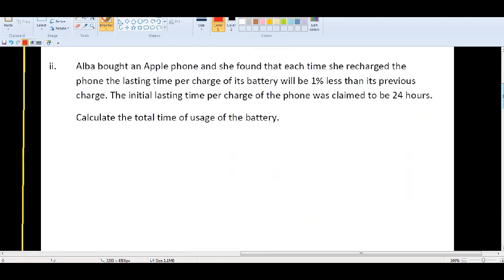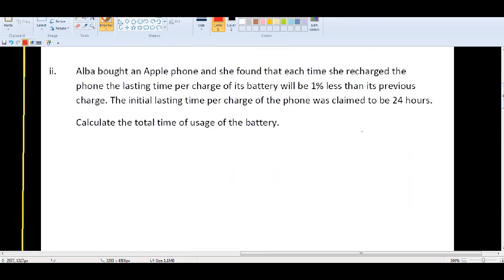Okay, so the second example is about another student in our class. That's a joke, okay? It's not about the students, it's about another Apple, but this time it's an Apple phone.